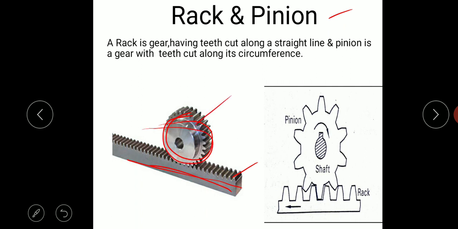Basically this pinion gear is the small gear, and rack and pinion gears are used to convert the rotary motion of the gear into the linear motion of the rack. And the application of this rack and pinion gear is that they are used in the drilling machine tool in order to lift the work table.